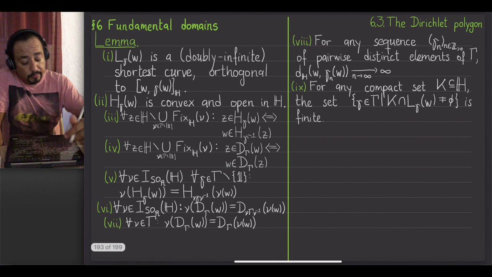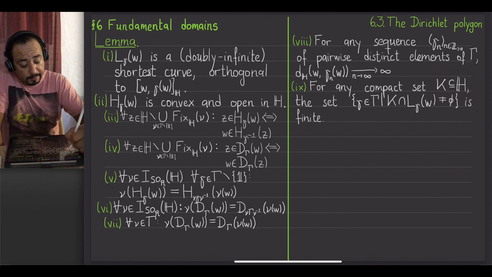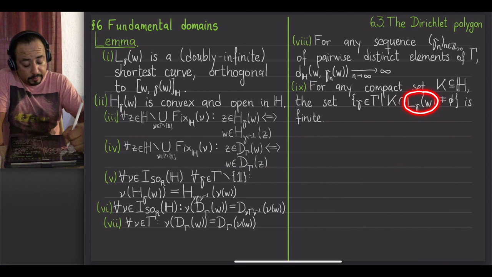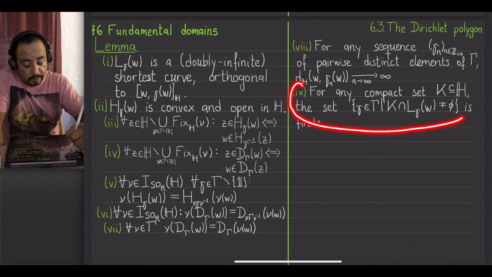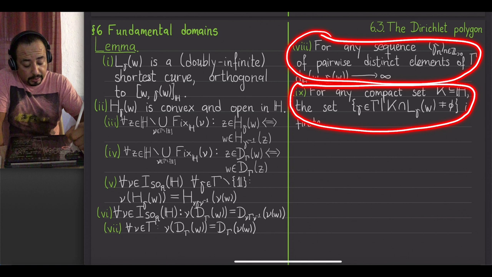Finally, if you give me any compact subset of the hyperbolic plane, and I ask how many of these bisectors it intersects, the answer is only finitely many. So any given compact subset meets only finitely many bisectors. This is nine, a consequence of eight. I leave it as an exercise.